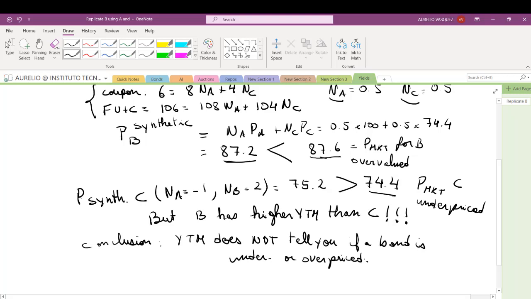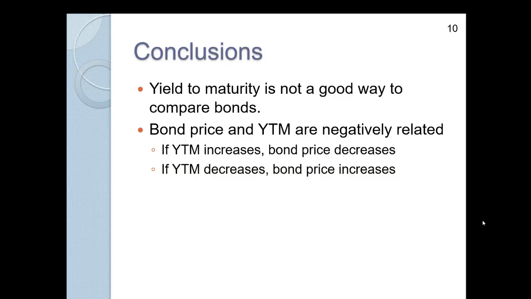To be able to compare two bonds, you have to do this synthetic replication, or you have to do some kind of term structure, yield curve, discount factors to be able to find which bonds are cheap or underpriced and which bonds are rich or overvalued. That's the only way of doing it, not by using the yield to maturity. So what do we conclude in this chapter? That the yield to maturity is not a good way to compare bonds. And the second thing we find is that there's a negative relation between the bond price and the yield to maturity.